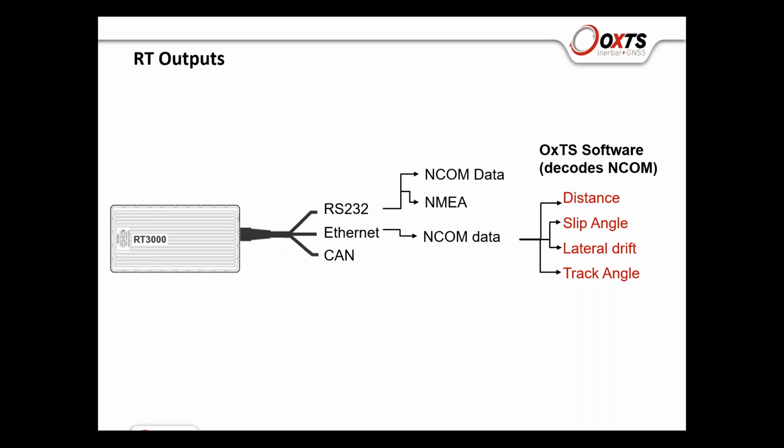ENCOM is a proprietary format and it's specific to the RT. We can also provide C code drivers to help you decode if you want to decode the messages yourself. Otherwise, this is done in the OxTS software, and it can be decoded to give other measurements such as distance, slip angle, lateral drift, or track angle.